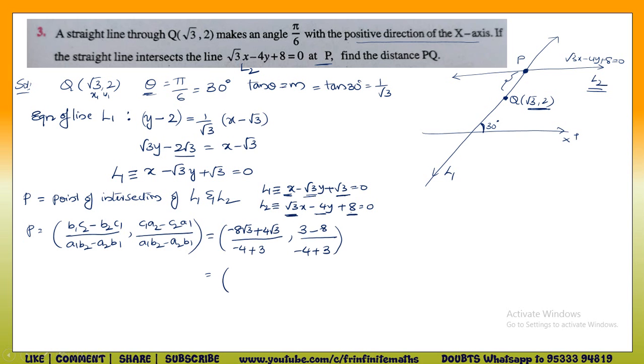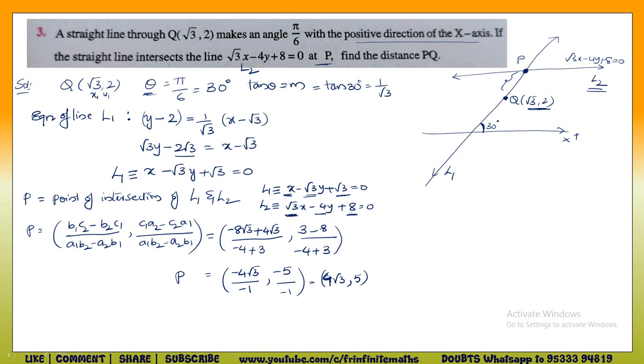On simplification, minus 8 root 3 plus 4 root 3 is minus 4 root 3, divided by minus 4 plus 3, which is minus 1, comma, 3 minus 8 is minus 5, divided by minus 4 plus 3, which is minus 1. Simplifying this, I get 4 root 3 comma 5. The value of P is (4 root 3, 5).